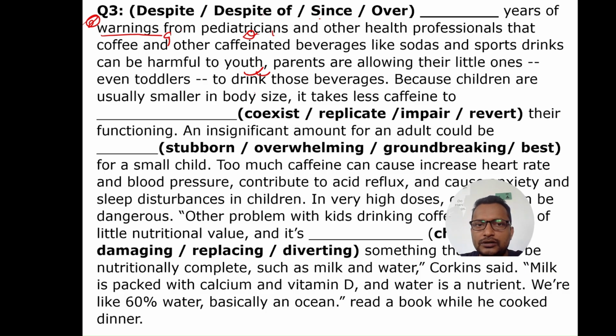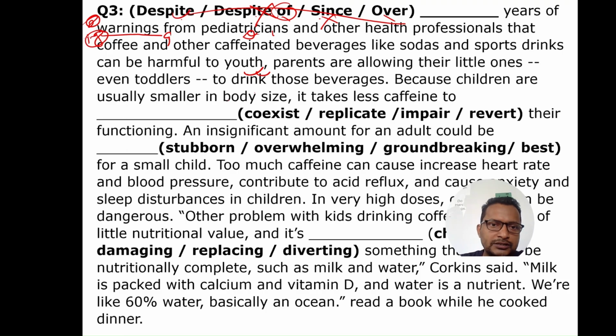Now let's go for the options despite and despite of. Since cannot be used, since is for cause and effect, or if you are denoting a specific point of time, right? Over cannot come because that is not fitting in the context. So the only options left are despite and despite of. Of will not come with despite, right? So the only option is despite. So despite years of warning, see, gerund, the ing form of verb is there, right? So that's why despite running, and so on.